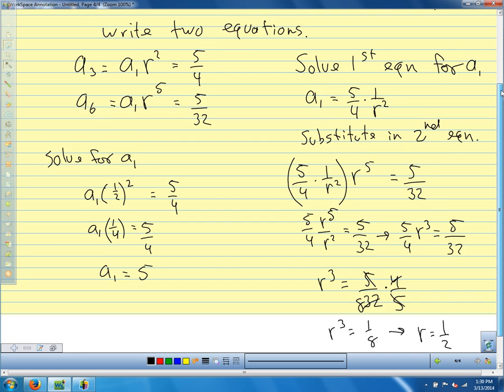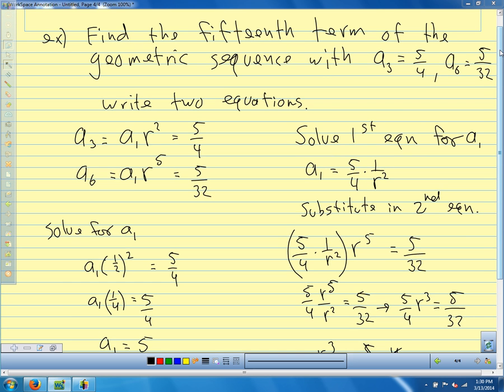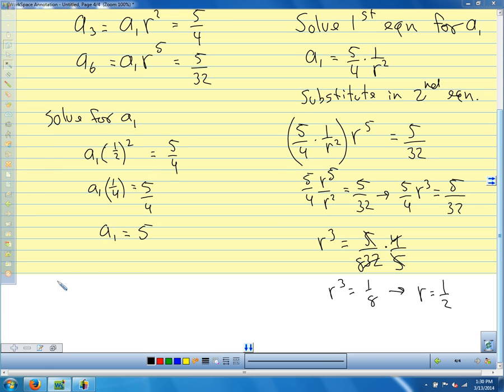The problem asks us for the 15th term of this geometric sequence. So A sub 15 is going to be 5 times 1/2 to the 14th power. And when I calculate that out, I get 5 over 16384.